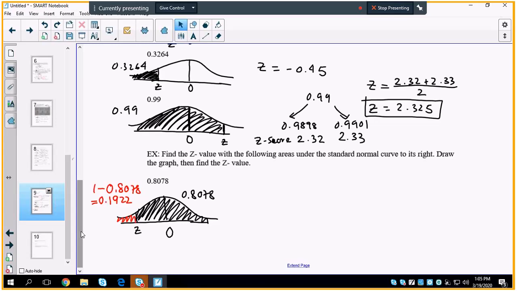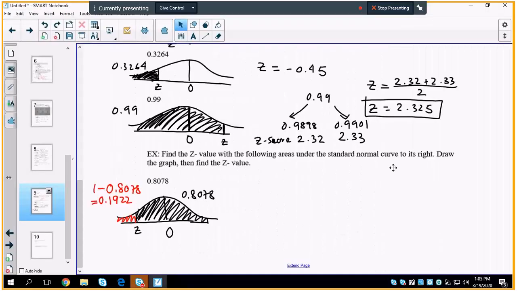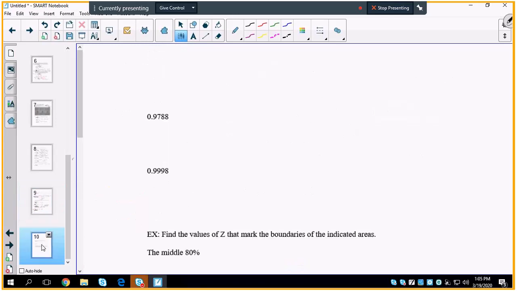So clearly the location of z is on the left hand side. So I look for the negative side of the table. And I look for 0.1922. So let's try to find that. 0.1922 is here. Its column is 7 and the row is negative 0.8. So it's negative 0.87. So I go ahead and say that the required z is negative 0.87. Answers your question. We'll do similar problems a couple more times.